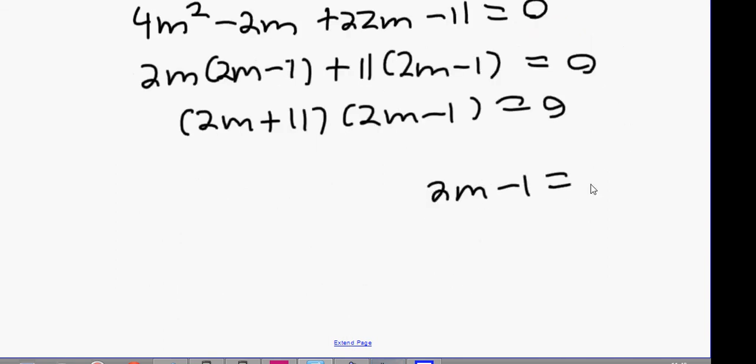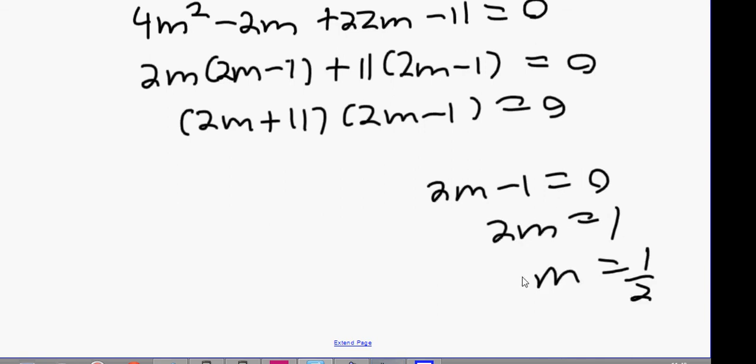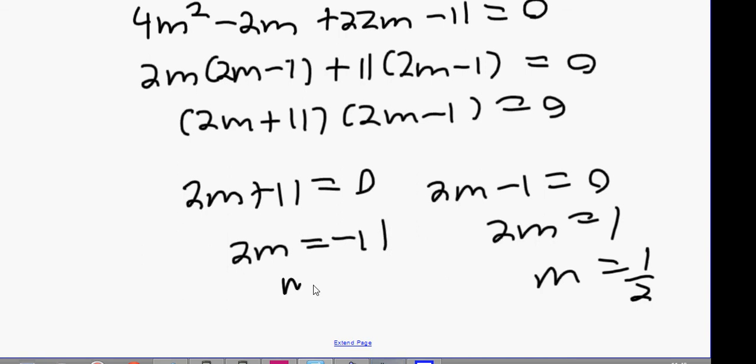2m minus 1 equals 0. 2m equals 1. M equals a half. And then finally, 2m plus 11 equals 0. 2m equals minus 11. M equals minus 11 over 2.